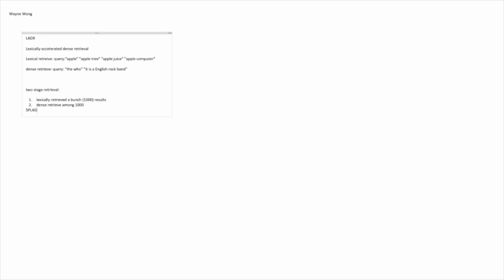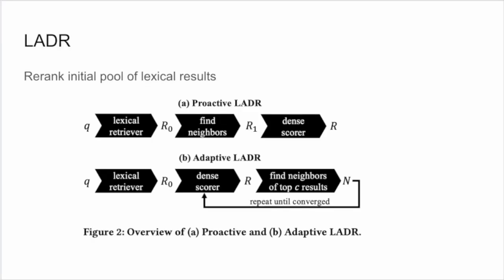There are two kinds. The first kind is called proactive LADR. Essentially, when Q comes in here, it retrieves R0, the initial seeders, maybe 1,000 initial seeders, and then it finds the neighbors. By neighbors, I mean vectors that are similar to those initial seeders. Those neighbors are pre-computed, so you know whose neighbor is who, and there's almost no time wasted in this stage. Maybe you find the 16, 32, or 64 nearest neighbors of each seeder, those are your choices.